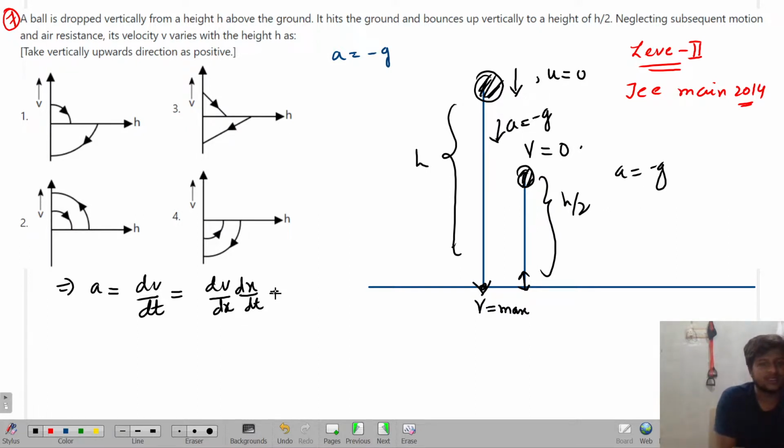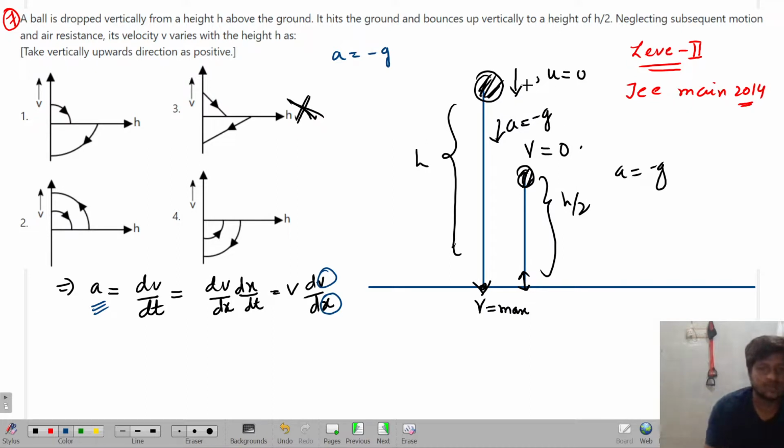Now we know that dx by dt is velocity, which is varying with respect to time. And this dv by dx is how velocity varies with respect to position. So remember that if your velocity varies with respect to position, acceleration does not remain constant. So this graph is not possible. If velocity varies with respect to position, your acceleration can never be a constant term. Acceleration will also start varying with respect to position. So this graph is not possible, because the velocity-displacement graph is related to acceleration. Understood?